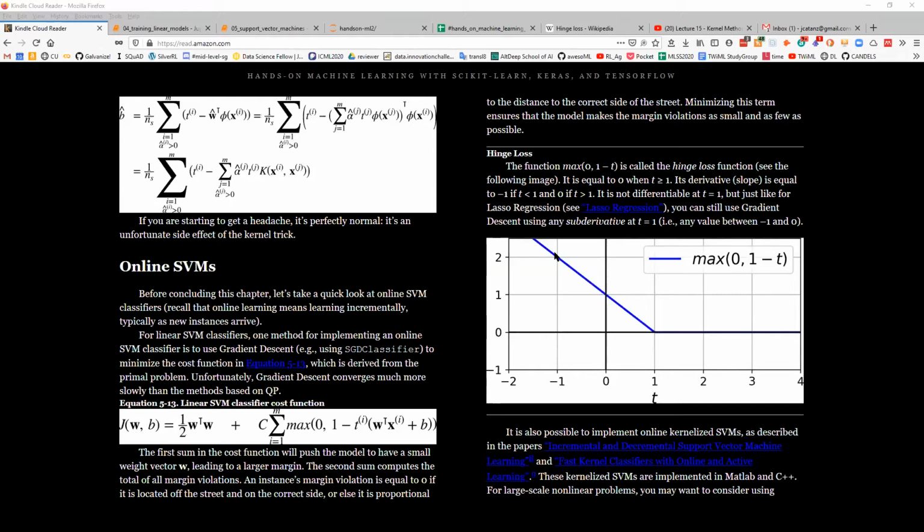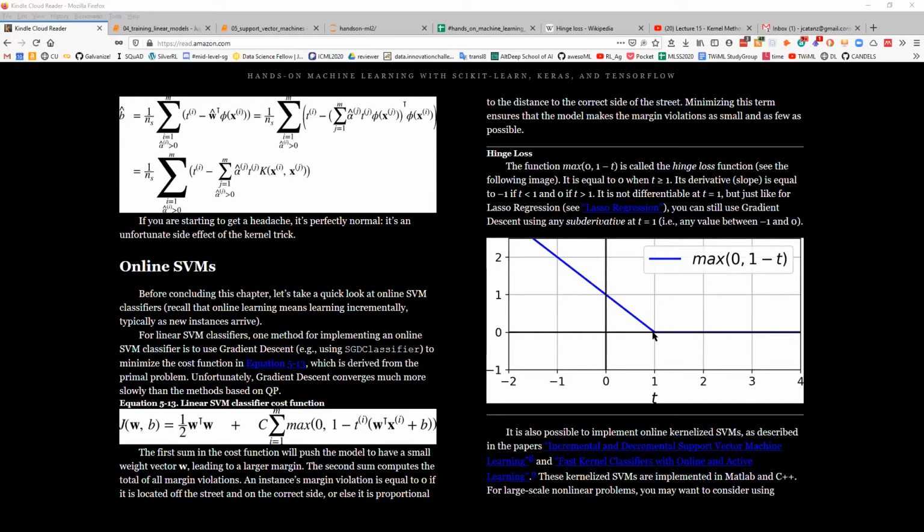And here he gives a graph of what it looks like. It's given by this function, max of 0 and 1 minus t. So you can see that as long as t is greater than 1, that's going to make it 0, because then 1 minus t is going to be negative, so that's all 0.